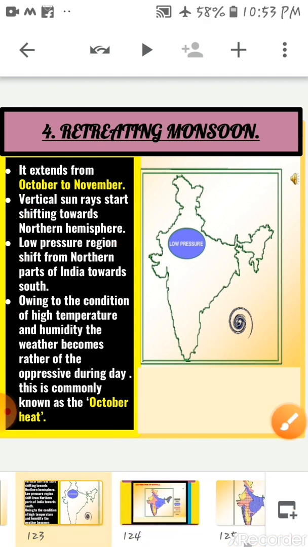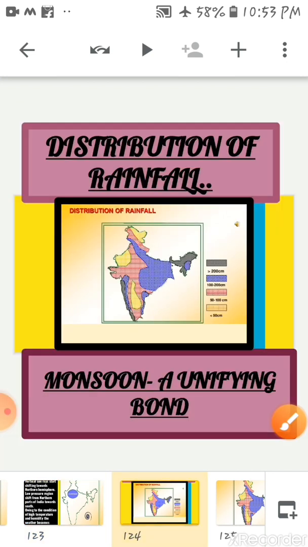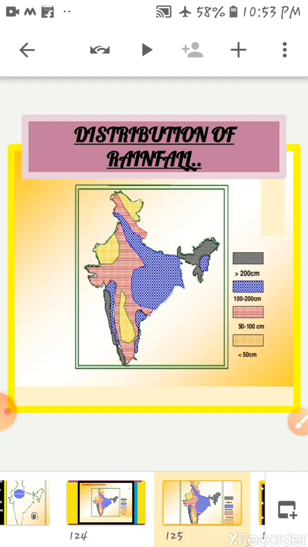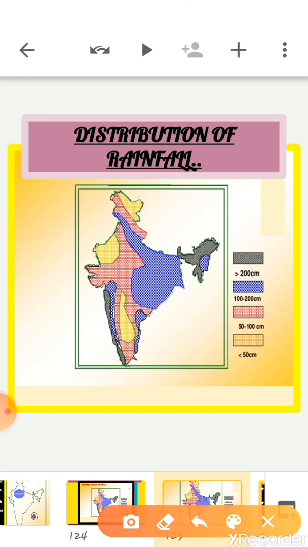Now let's move on to the next topic. Our first topic is the distribution of rainfall, and the next topic is monsoon, a unifying bond. So let's start with the first, distribution of rainfall. Let's first discuss the distribution of precipitation in the country, and let's talk about the consequences of its uneven distribution. First, areas of heavy rainfall.